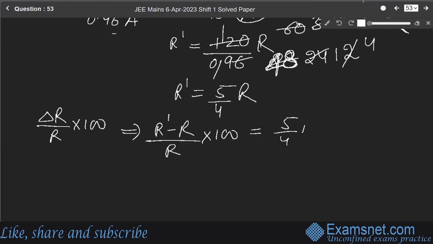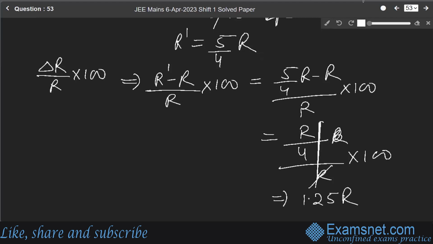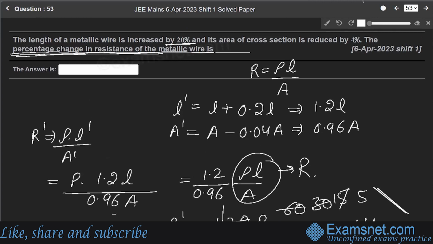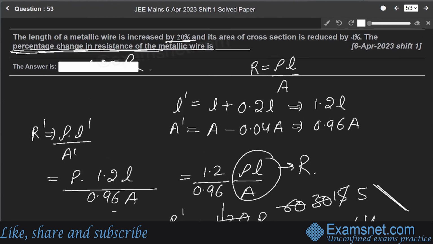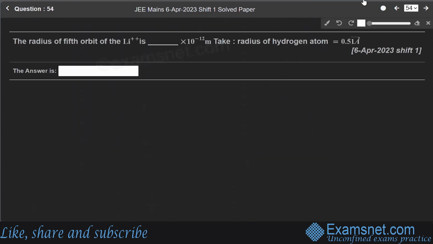It will be equals to 5 by 4 R minus R over R into 100, which will become R over 4 over R into 100. Sorry, R by 4 over R, so R cancels. The new R dash will be equals to 1.25 R. So our answer is 1.25 R. Got it? It means the resistance is increased by 25%. So the next question is question number 54.